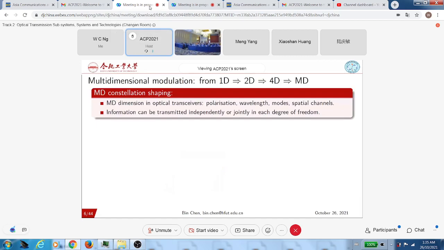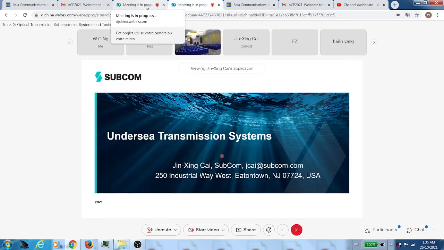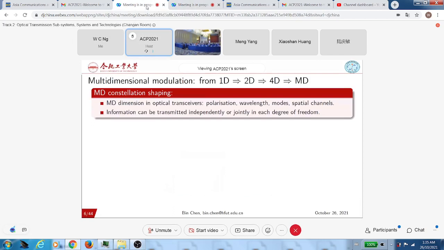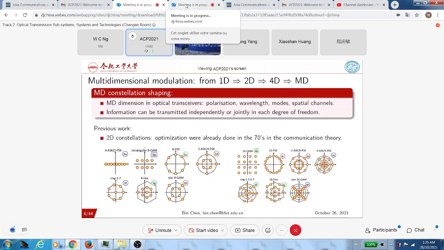We know that in optical communication, there are many different dimensions we can use to transmit signal information, for example polarization, wavelengths, modes, and spatial channels. Information can be transmitted independently, like doing multiplexing, or jointly in each degree of freedom. In previous work, many formats were designed in 2D for wireless, maybe 40 or 50 years ago.